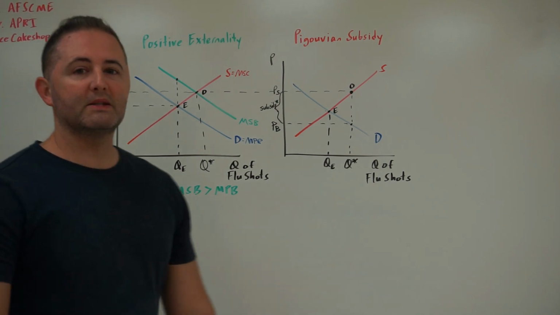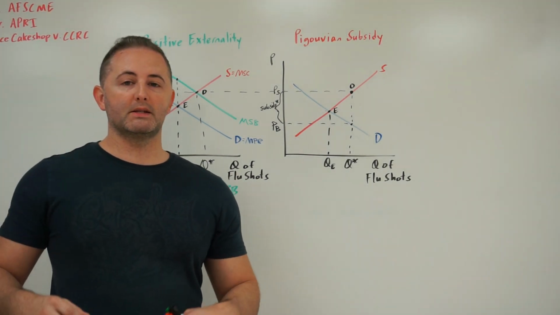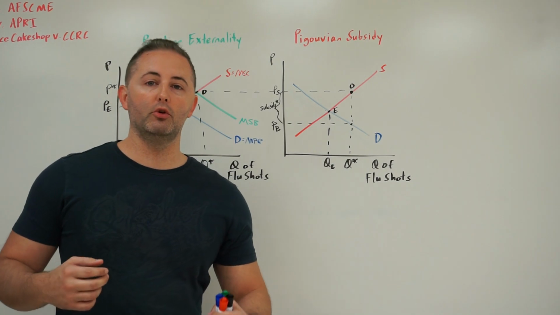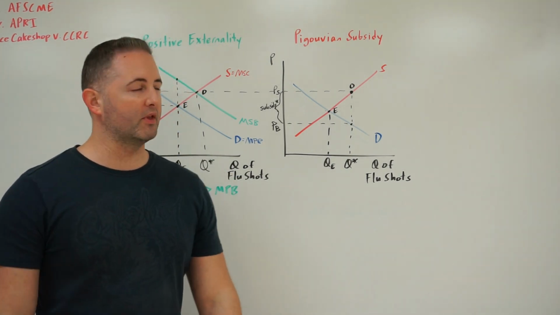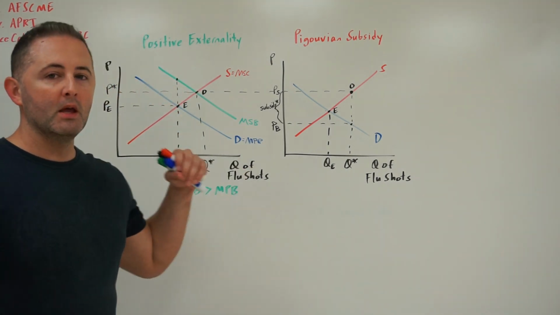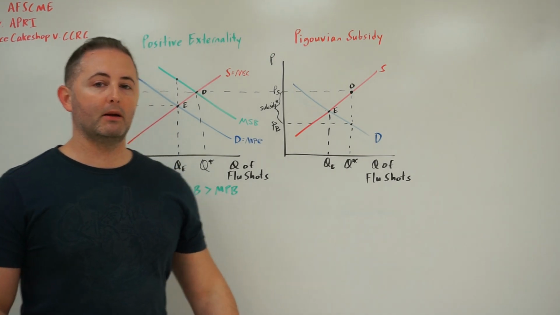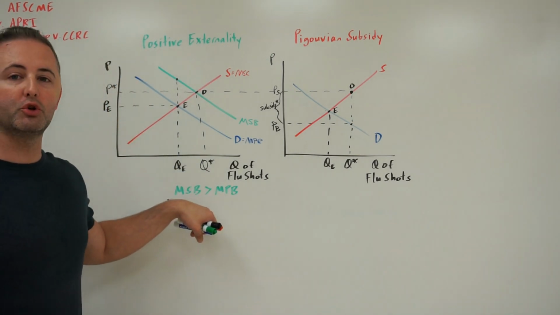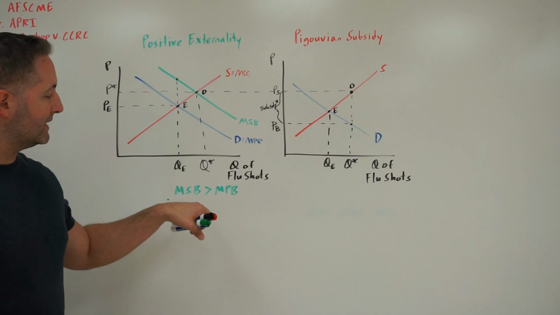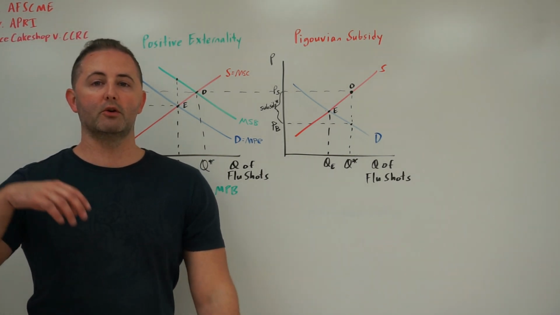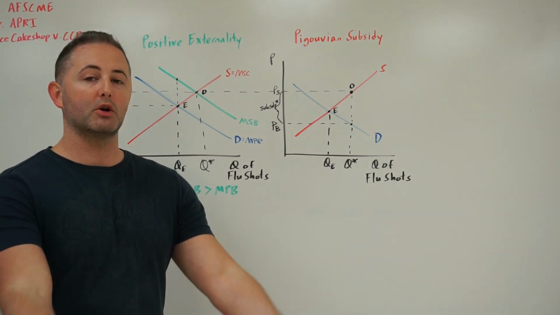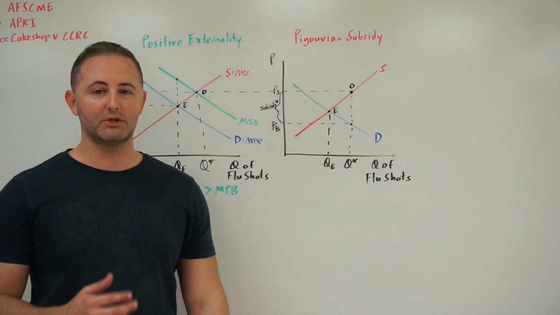Alright guys, welcome back. In this video we're going to look at positive externalities as well as what government policy can do to try to correct for this externality. So again, in the case of a positive externality, we have a situation where the marginal social benefit is actually greater than the marginal private benefit. So there are benefits that are accruing externally to people who are not involved directly in this transaction.